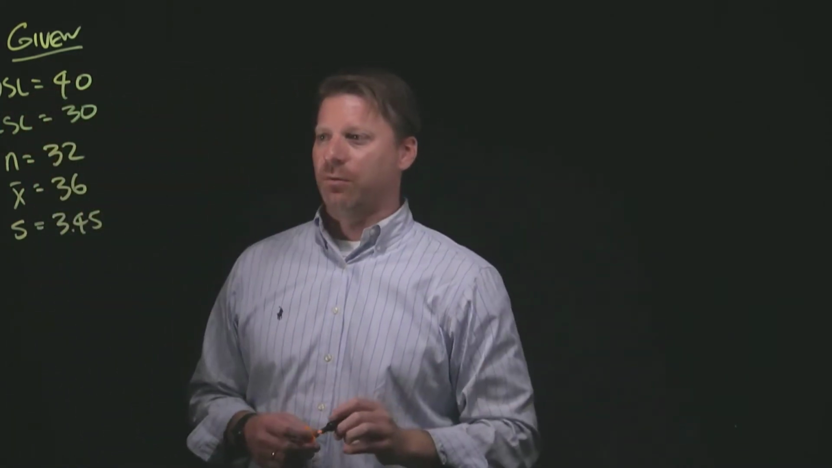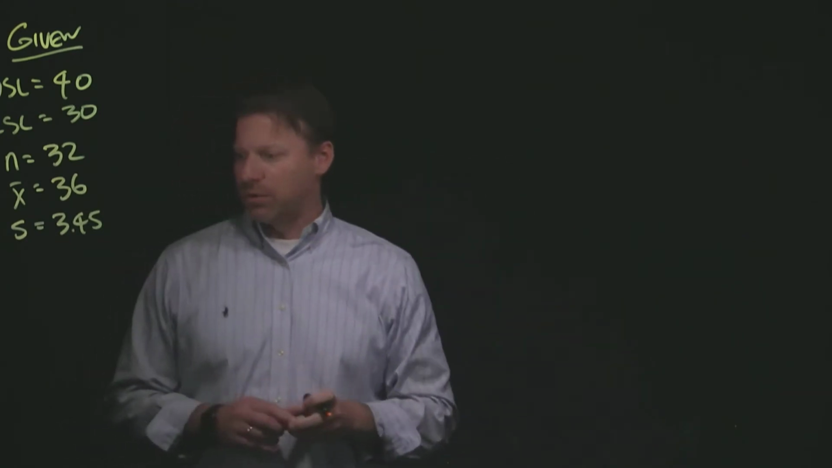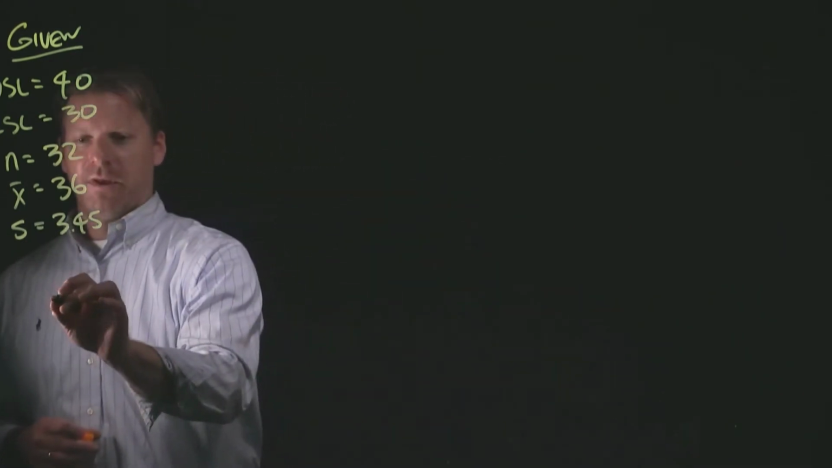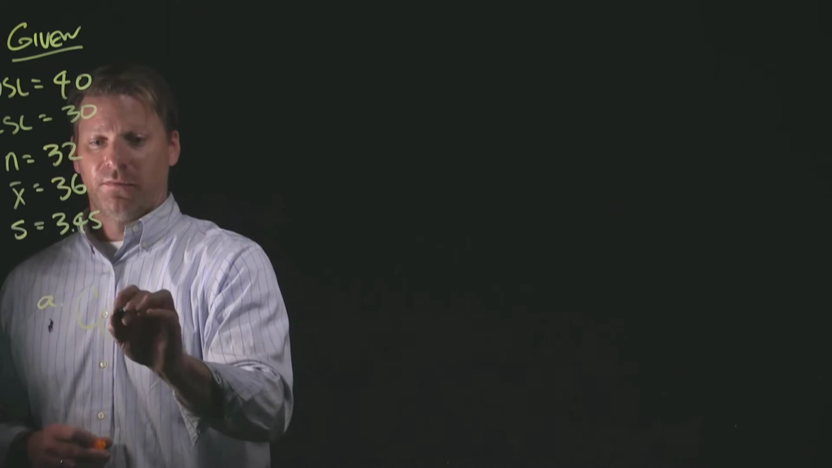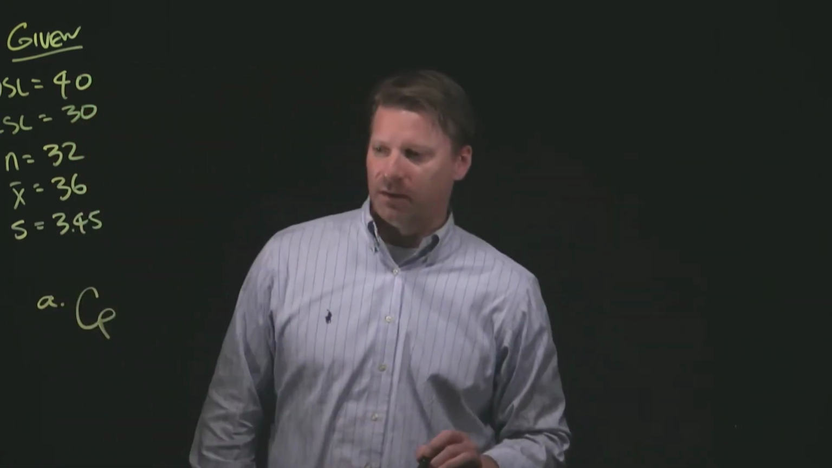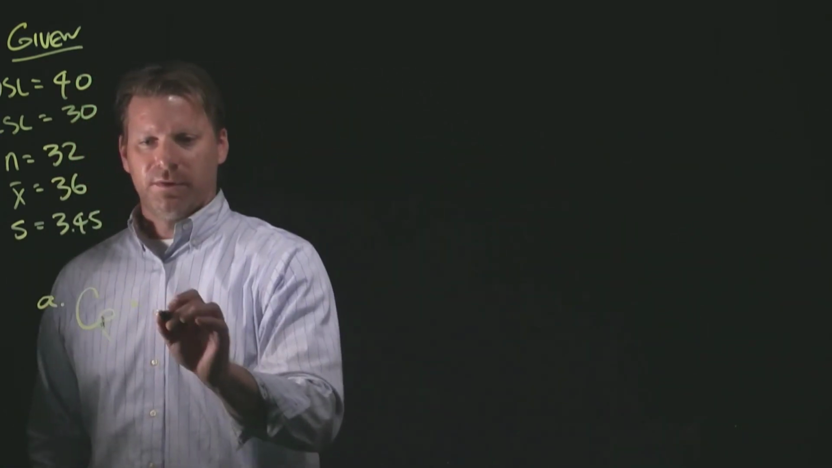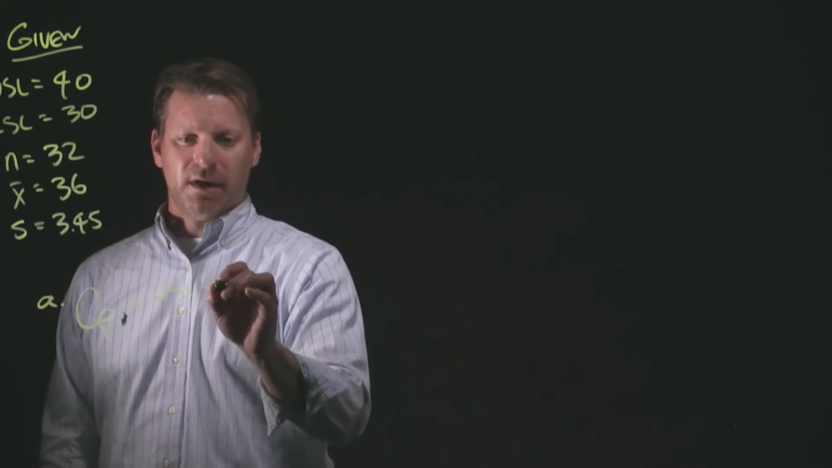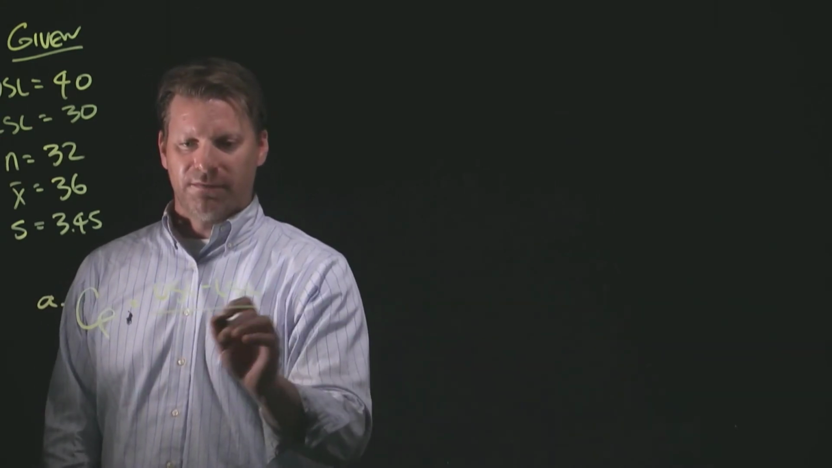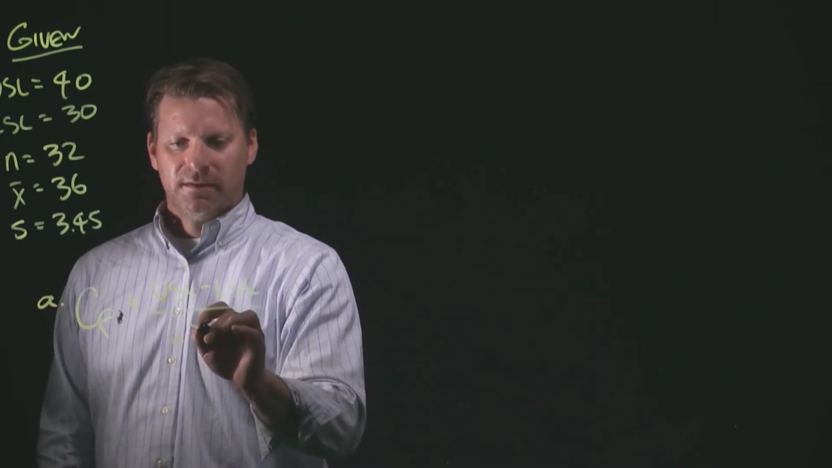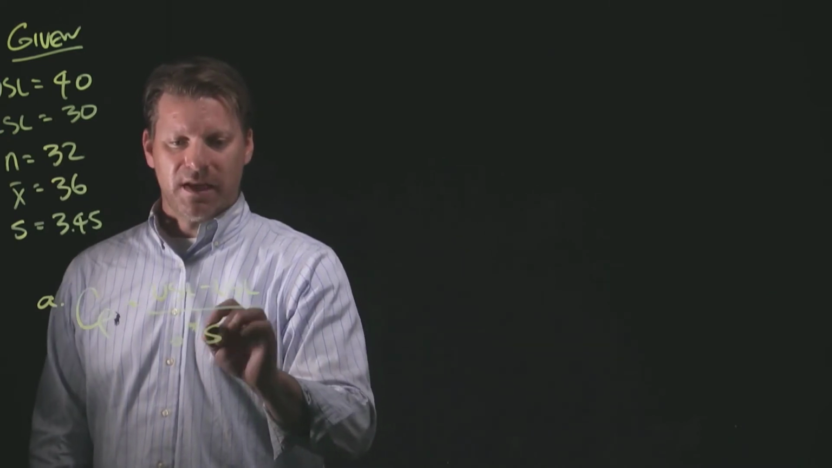These are calculations that we're familiar with, location and dispersion measures. The first part of this problem is to calculate what's called the overall process capability. We're going to calculate the CP. We're going to do that with this formula: the upper specification limit minus the lower specification limit, all divided by 6 times our standard deviation.